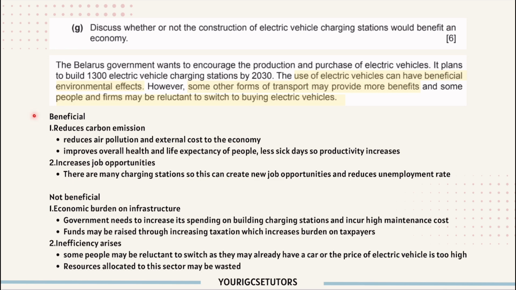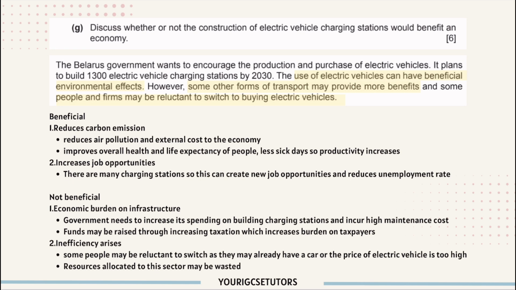Okay, so for the beneficial side, first, it can reduce the carbon emission, reduce air pollution and external costs to the economy. So this improves overall health and life expectancy of people. Less sick days, so they are more fit to work, so the productivity increases. And secondly, there will be an increase of job opportunities. So there are many charging stations to be built, so this creates new job opportunities and reduces unemployment rate.